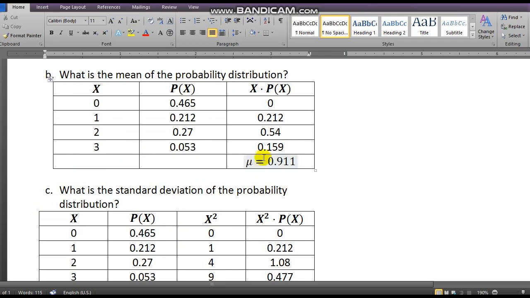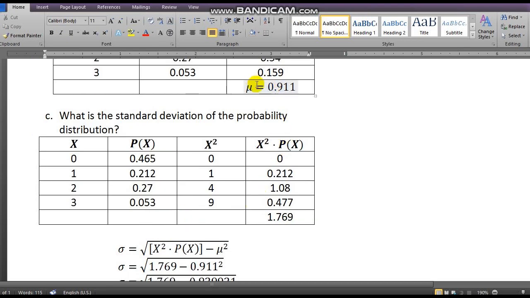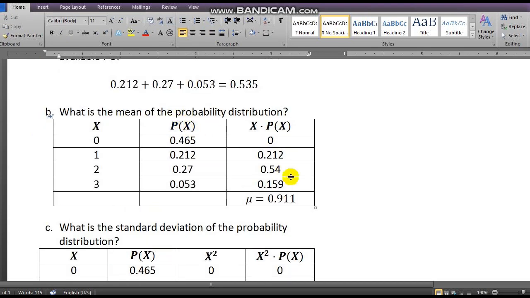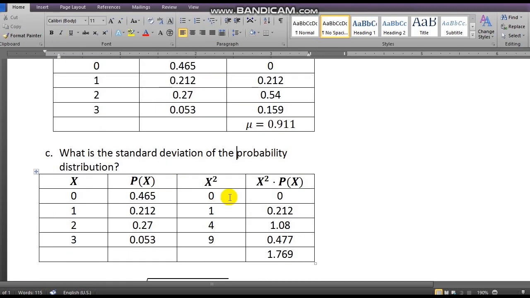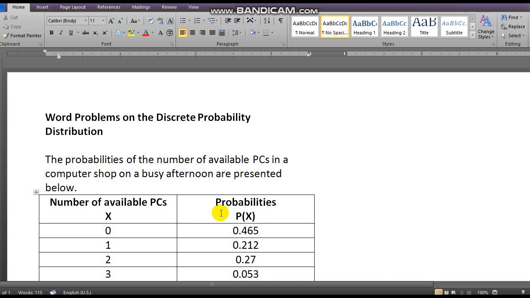If we select a value of the random variable, since this standard deviation is quite higher compared with our last video, we can expect that the value of the random variable will not be as close to the mean. So this is how we solve word problems involving discrete probability distribution.